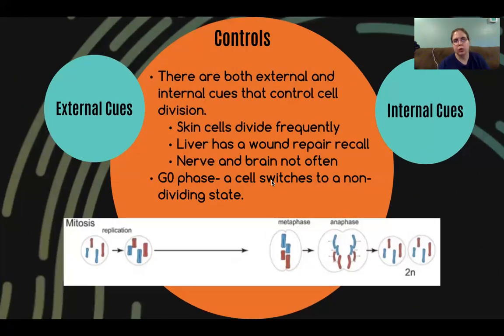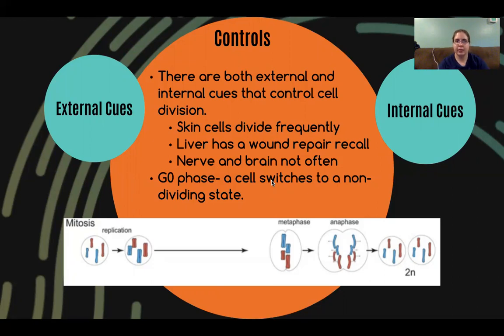All right, so what controls it? Well, there are actually both external and internal cues that will control when a cell will divide. Each type of cell has its own set of cues. For instance, skin cells have cues that tell them to divide very frequently. In fact, your entire top layer of skin is already dead. It doesn't get sloughed off until the underlying layer goes through mitosis, and then you have a new dead layer for the top.